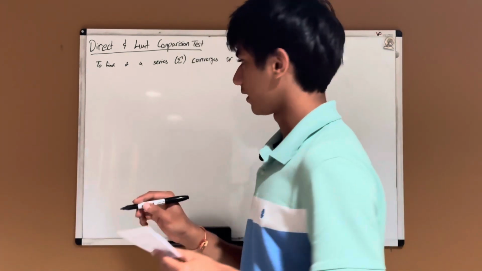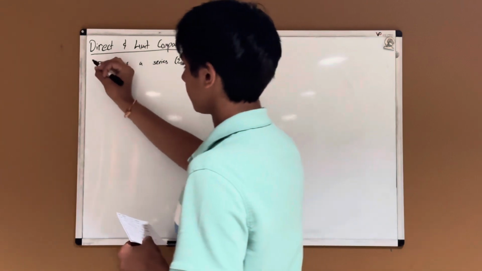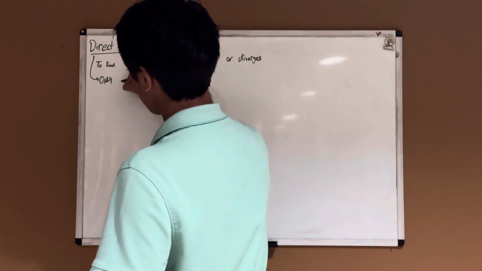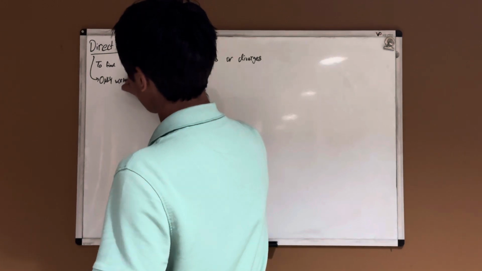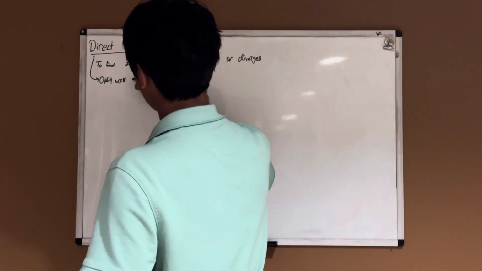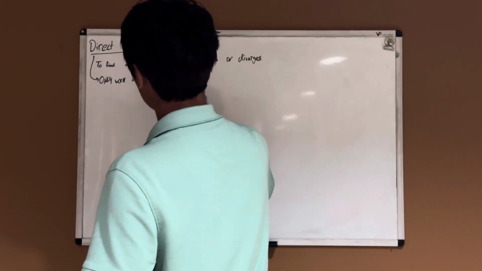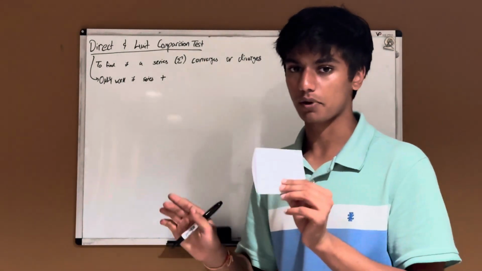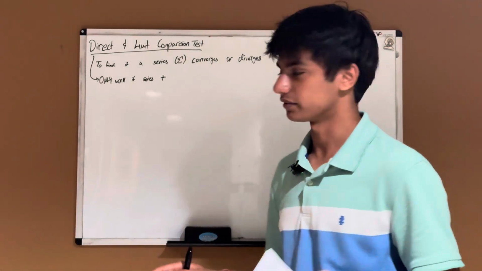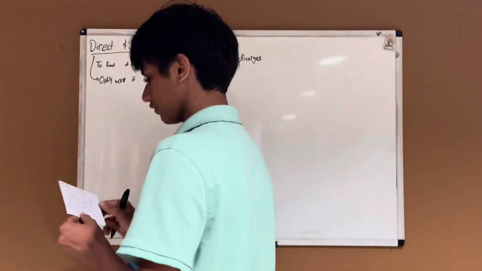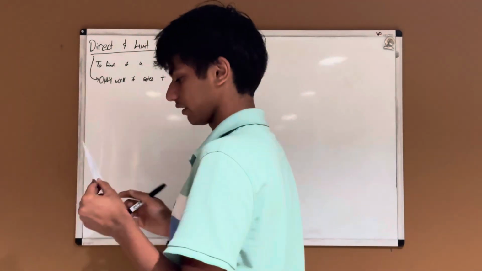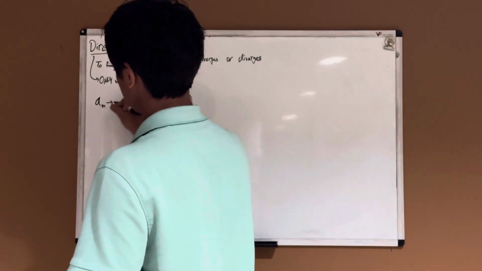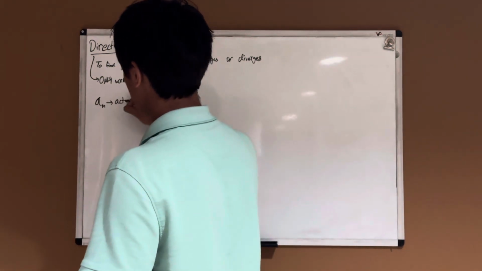For the direct comparison test and the limit comparison test, they both only work if the series in question are positive. That means the series has only positive terms. There can be no negative terms in the series. Okay, so to do the limit or direct comparison test, we first have a of n. This is our actual series. And we pick a b of n.